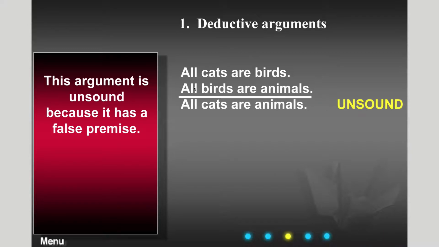So, all cats are birds, all birds are animals. Does that mean that all cats are animals? Now, we have what we like when we're looking for validity in categorical syllogisms. All cats are birds, right? And we see the link here. All birds are animals, good. And so we can read right across. All cats are animals, good. It is a valid argument. But now, let's ask the second question. Are the premises true? Are all cats birds? No. As soon as you find one premise that is false, you have an unsound argument.